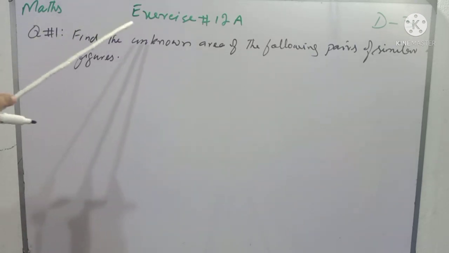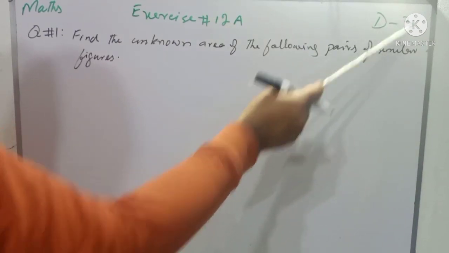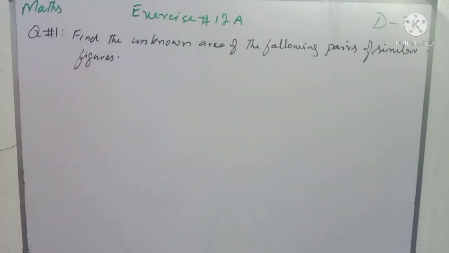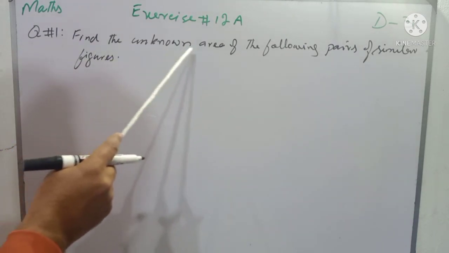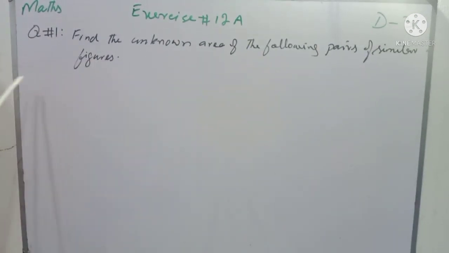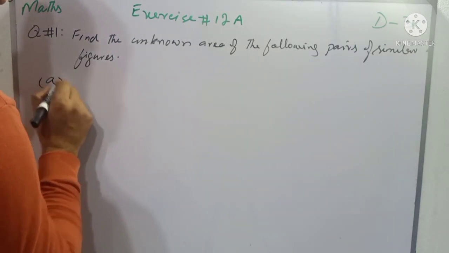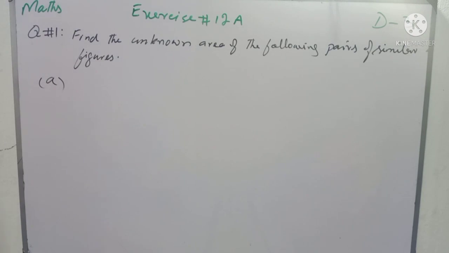Dear students, mathematics, exercise 12A for new syllabus mathematics D3 book 4 for A-level, O-level students. Question number 1 is, find the unknown area of the following pairs of similar figures. In part A, there are two similar triangles. One triangle is larger and the other is smaller.